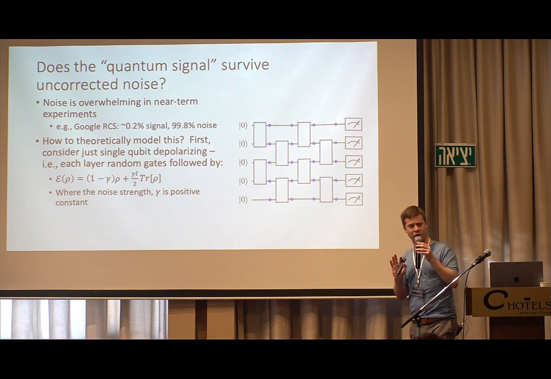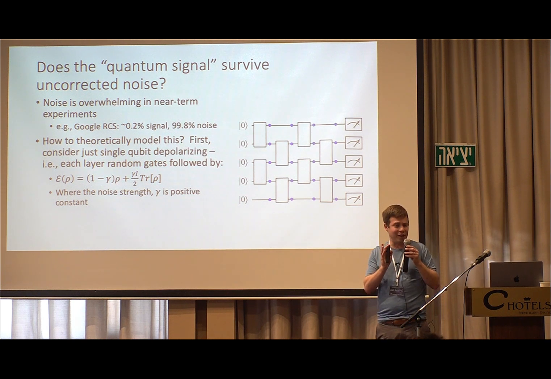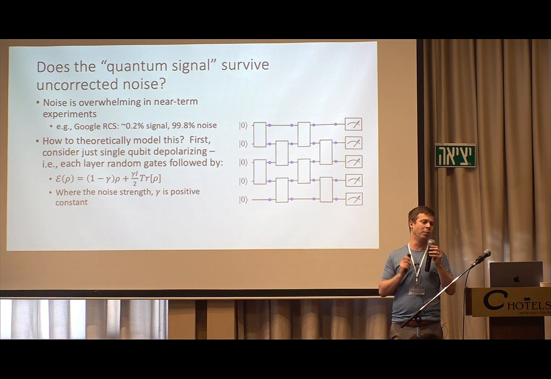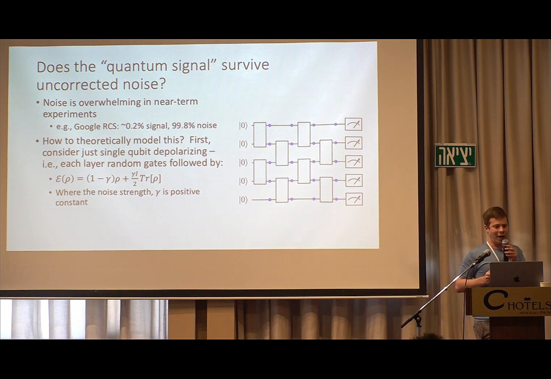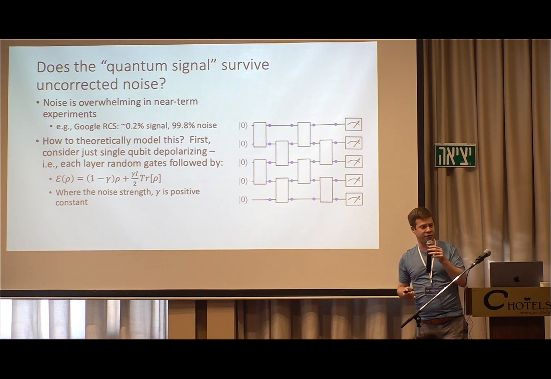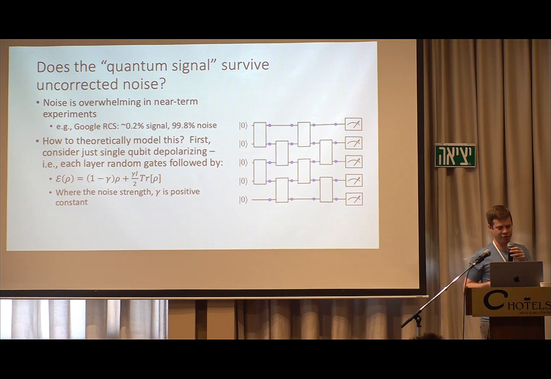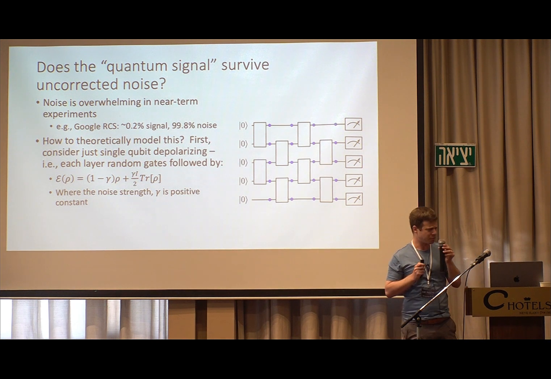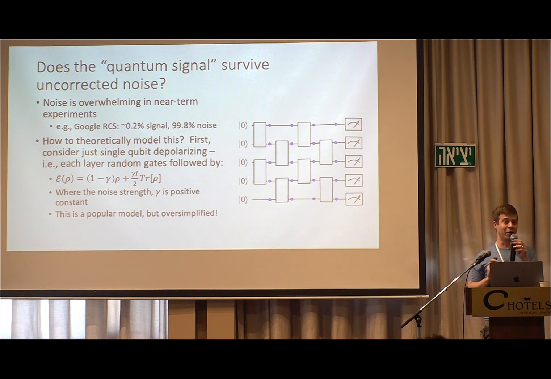So the first way we're going to do it is sort of not so subtle. We're just going to say, let's talk about depolarizing noise, single qubit depolarizing noise. So let's say each layer of Haar random 2 qubit gates is followed by this single qubit depolarizing model, where the noise strength is a positive constant. That's very important for everything I'm about to say. In fact, it's constant. It doesn't depend on system size. So this is a very popular model, but it's not quite right. We know it's oversimplified. There's much more there.